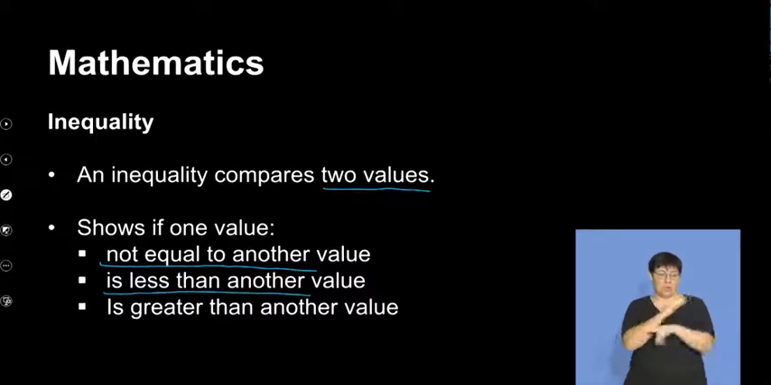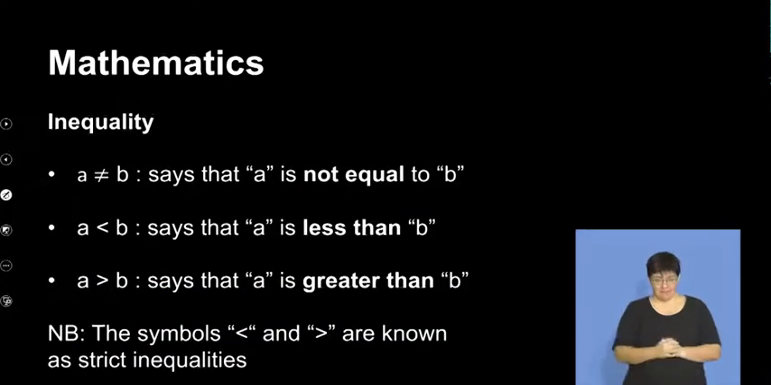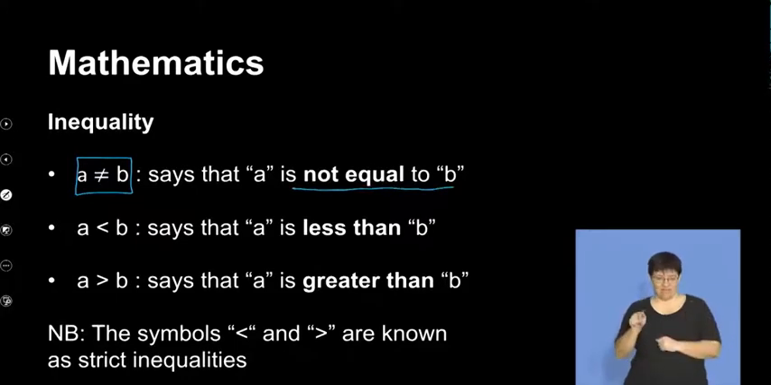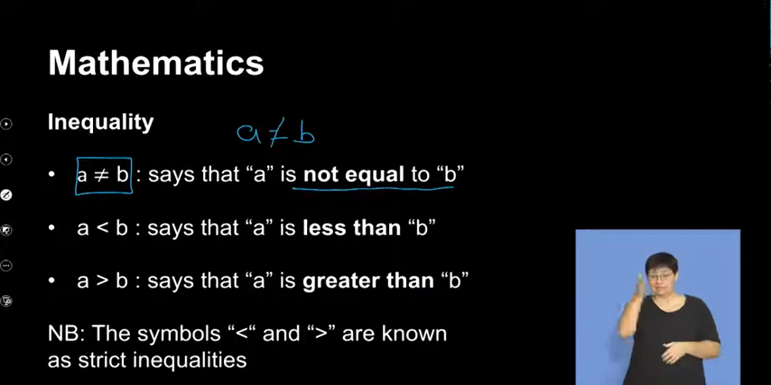It shows whether one value is less than another value. Lastly, it shows whether one value is greater than another value. And we're going to use symbols because we're not really going to write words when we're talking about inequalities. So in terms of symbols, not equal is an equal sign with a transversal in between, like a slash, and it says that A is not equal to B. If I just said A is equal to B, whatever A is, B is that as well. But if you put a slash in between there, it means it is not equal to.